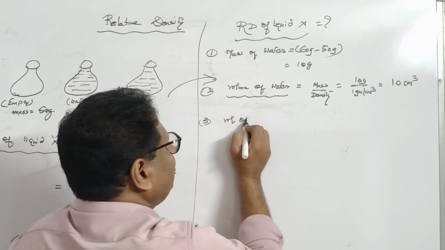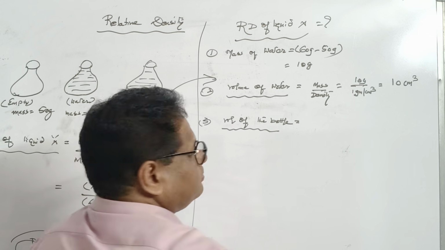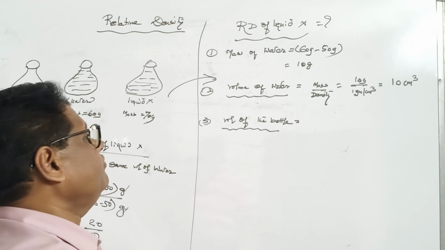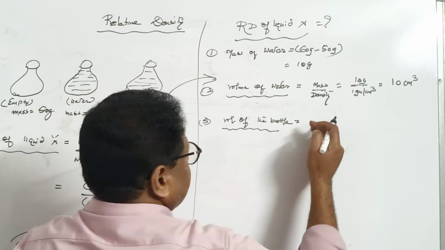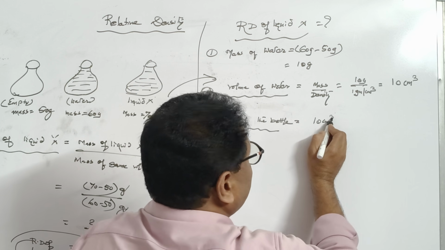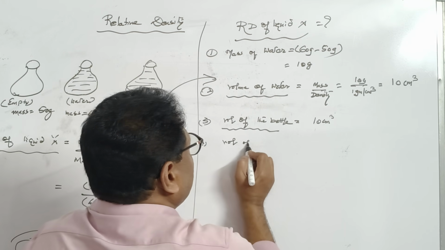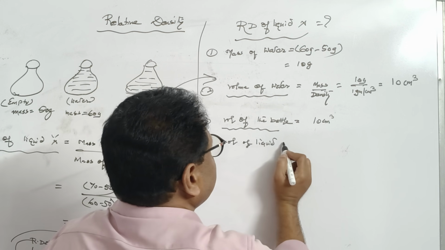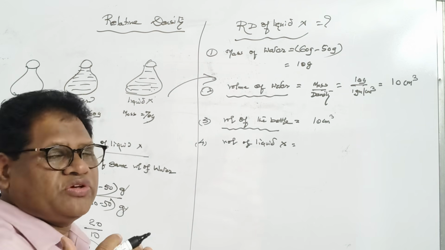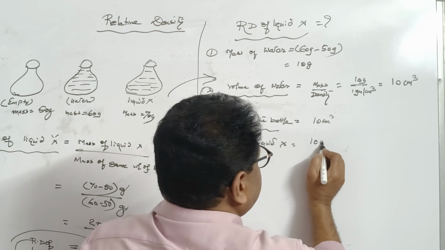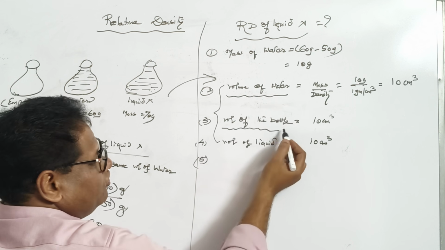Third, volume of the bottle. That means you want the capacity of the bottle. Capacity means volume. Exactly. If the bottle can accommodate 10 cm cube of water, it means the capacity of the bottle is 10 centimeter cube. So both are the same. This is also 10 centimeter cube. There could be questions based on these subheadings. Fourth, now you are finding the volume of liquid X. This liquid X will also have the same volume as the volume of water because the capacity of the bottle is not changed. So this is also 10 centimeter cube. So all three are the same: volume of water, volume of bottle, volume of liquid X.